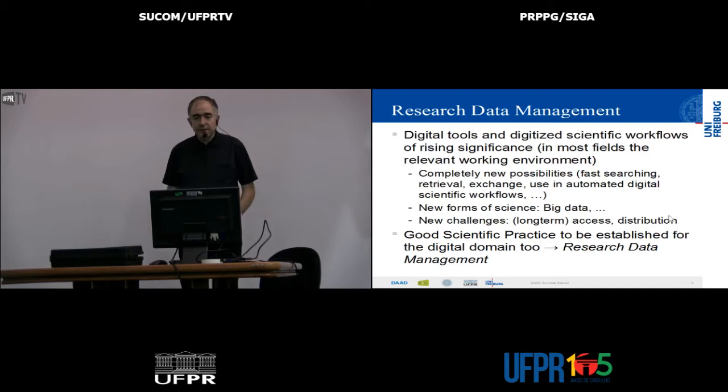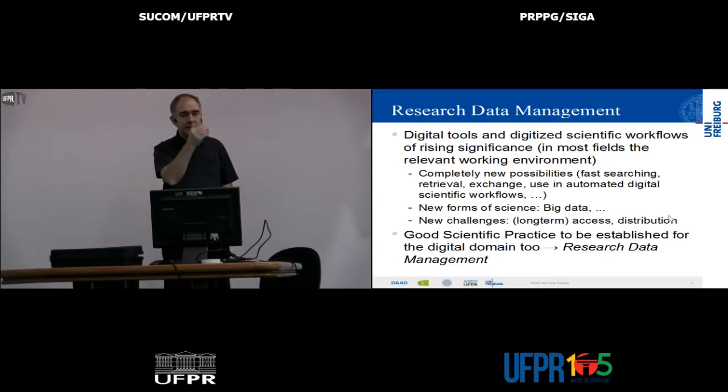Automated digital scientific workflows: get the data in, annotate it, store it somewhere, make it retrievable. This is what we have been talking about. The new forms of science emerging called big data. And I think we're puzzled by this name of big data. What is big data? Well, big data is everything that's too big to handle, which means 30 years ago, big data was a gigabyte.